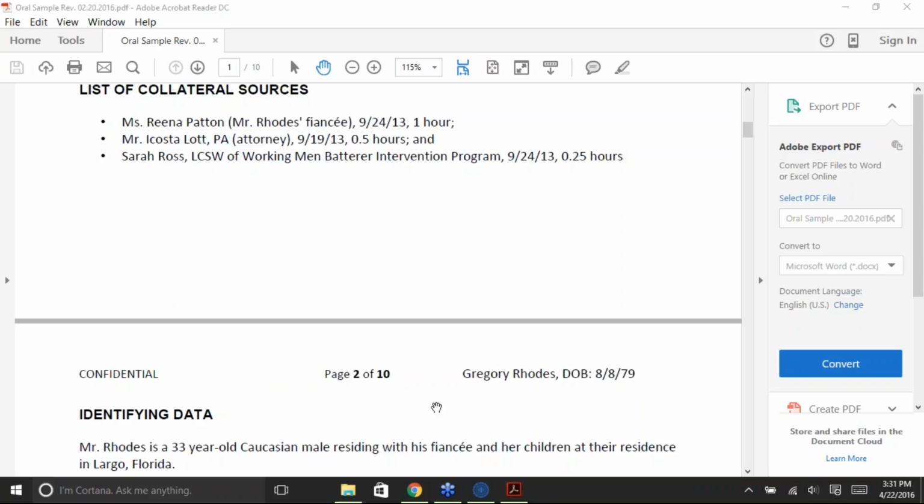But in many forensic evaluations, you're going to be asked a very limited, specific number of questions, and so you may not use as many tools. Let's say that you're going to do a competency evaluation, for example.